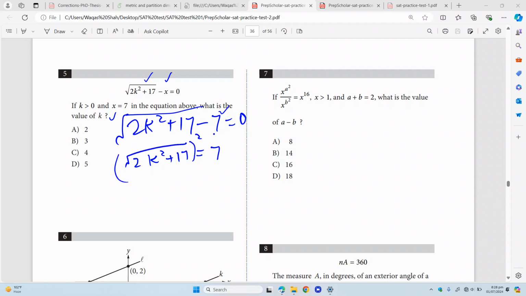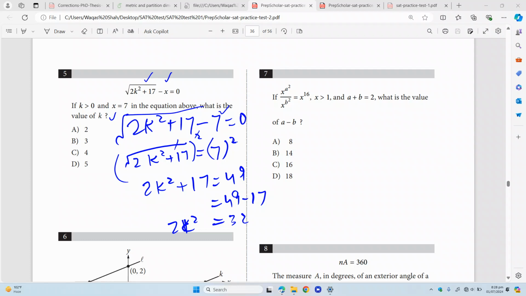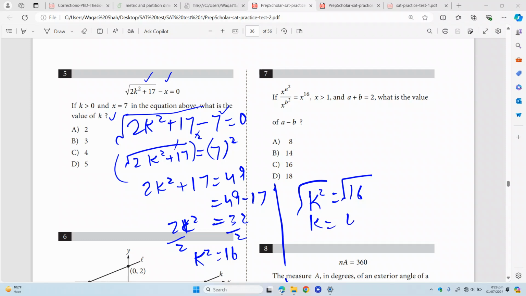Now take square on both sides, since we have to eliminate the square root. That can only be done by taking square on both sides. So square will cancel the square root, and it will be 2k^2 + 17 is equal to 49. Shift this 17 to the other side, so it will be 32. 2k^2 is equal to 32. Divide both sides by 2. k^2 is equal to 16, and now take square root on both sides. So k is equal to 4.